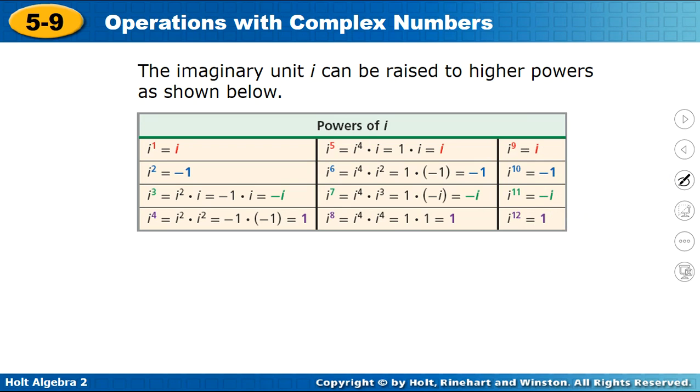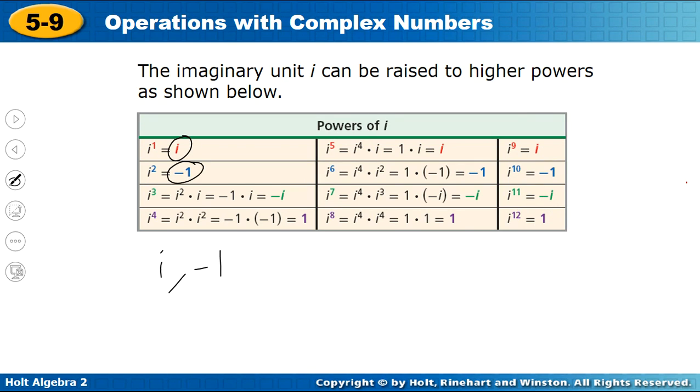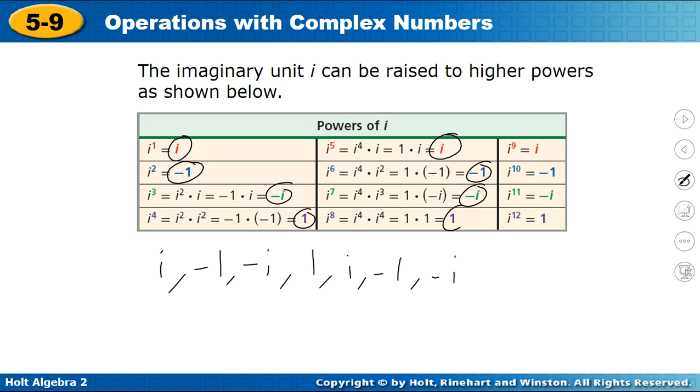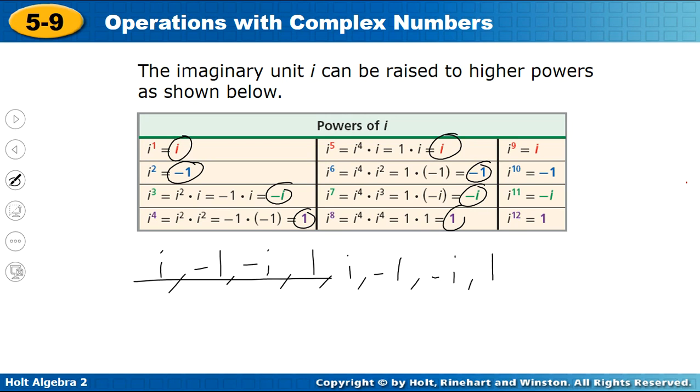So it seems to be a pattern here. It seems to go i, -1, negative i, and then positive 1. And then the pattern starts over. i, -1, negative i, positive 1. So, we have a pattern. And this pattern is going to keep going on and on and on forever. And it goes by 4s. You go 4, and then it repeats the next 4, and then it's going to repeat the next 4.